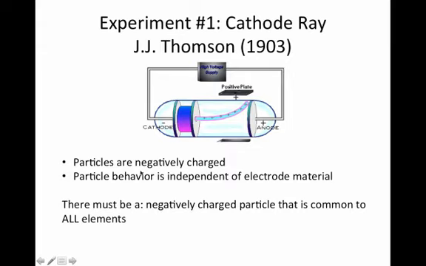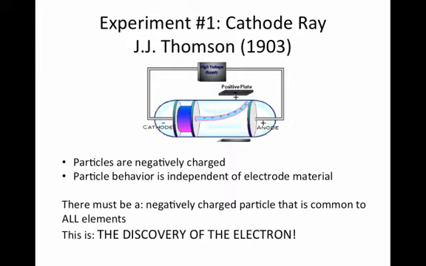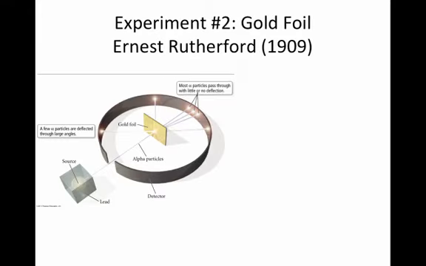So there must be a negatively charged particle that's common to all elements. What could that be? Particle with negative charge common to all elements. Let's call it, yes indeed, this is the discovery of the electron, which is a negatively charged particle common to all the elements. Alright, experiment number 2.